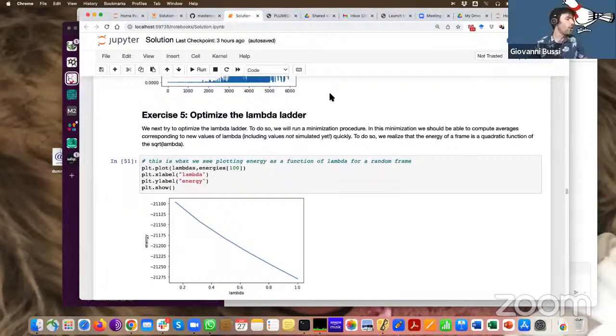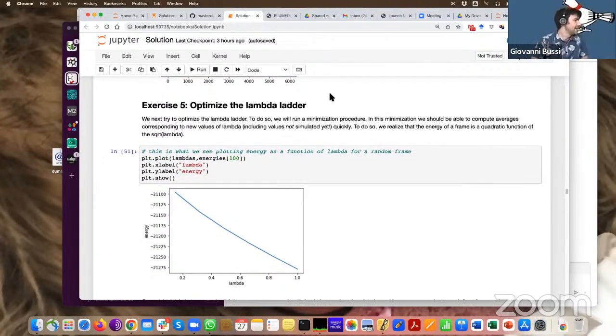Okay, good. Then optimizing the Lambda ladder. I think this is something very useful that I learned how to do while doing this exercise. So there's one thing that you can realize: with this expression of the energy as a function of lambda, energy is a quadratic function of lambda. Why? Because there are parts of the energy that are scaled with a factor lambda, parts that are scaled with a factor square root of lambda, and parts that are unscaled. So actually it's a quadratic function of square root of lambda. That means that you don't even need to do these reruns over the 6 topologies. You can just run them over 3 topologies.